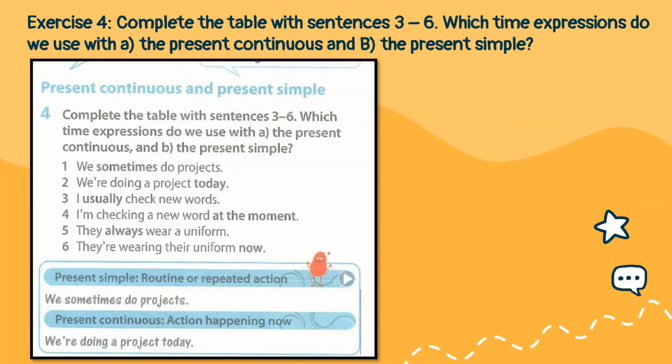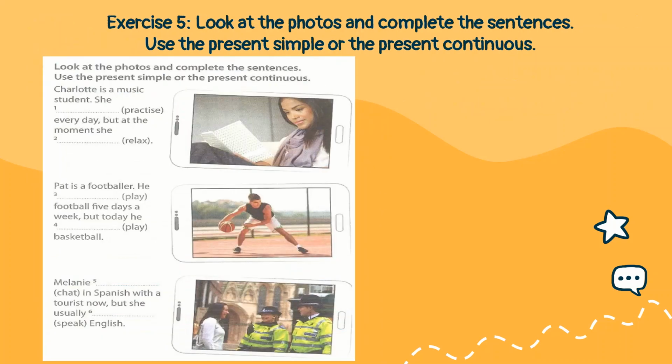Exercise 4. Complete the table with sentences 3 to 6. Which time expressions do we use with the present continuous and the present simple? So number 1, we sometimes do projects. Keyword sometimes. So it is present simple. Number 2, we are doing a project today. So today, that's the keyword. So it is present continuous. Okay, so you can continue with the rest of the questions.